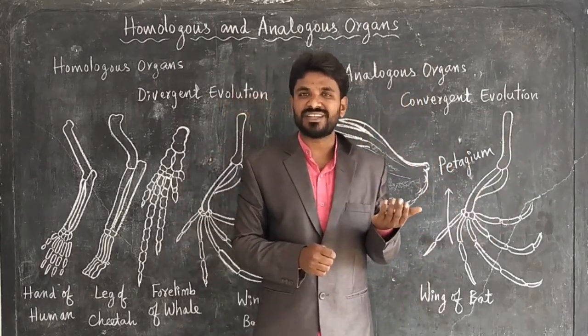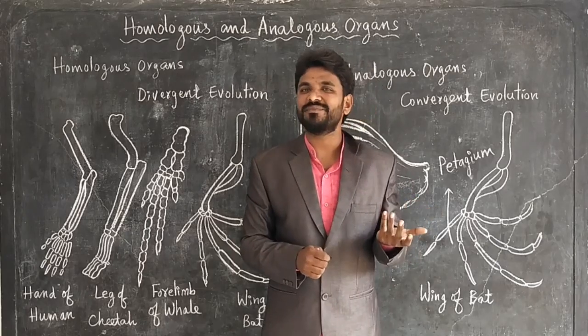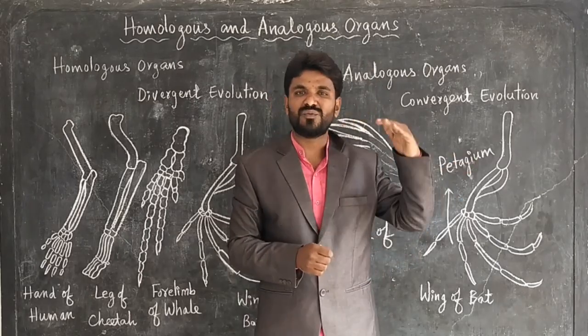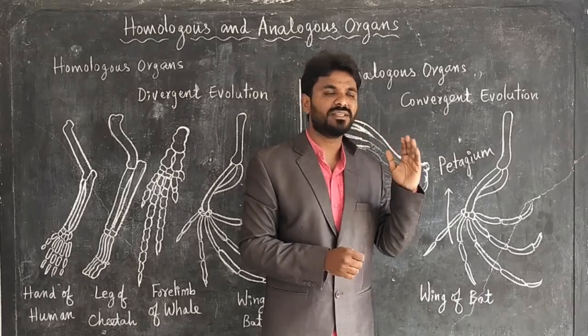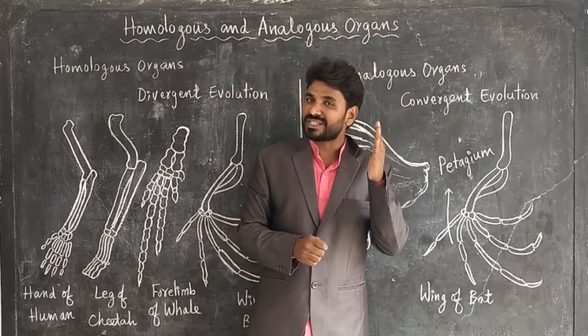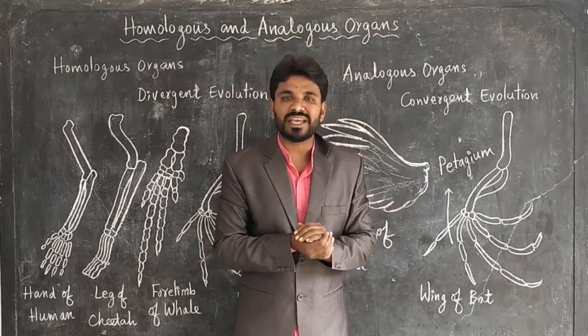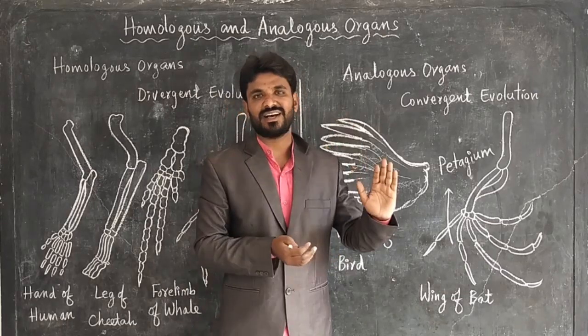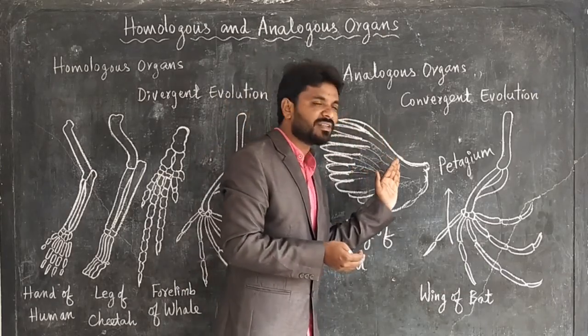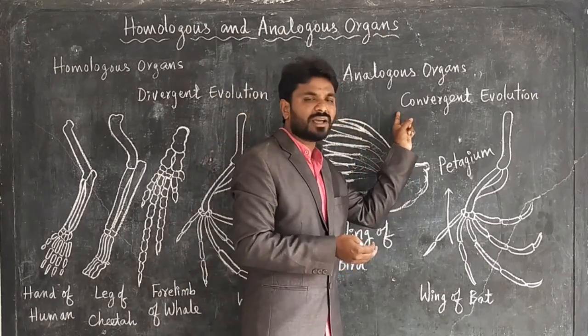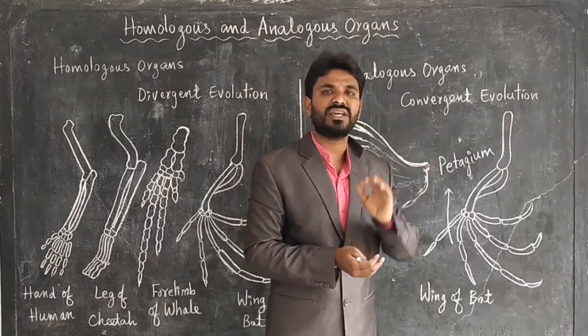But what is their function? The function is same. Both organs are involved in the flying process. Like this, the organs which are structurally different but functionally same are called analogous organs. The evolution in analogous organs is called convergent evolution.